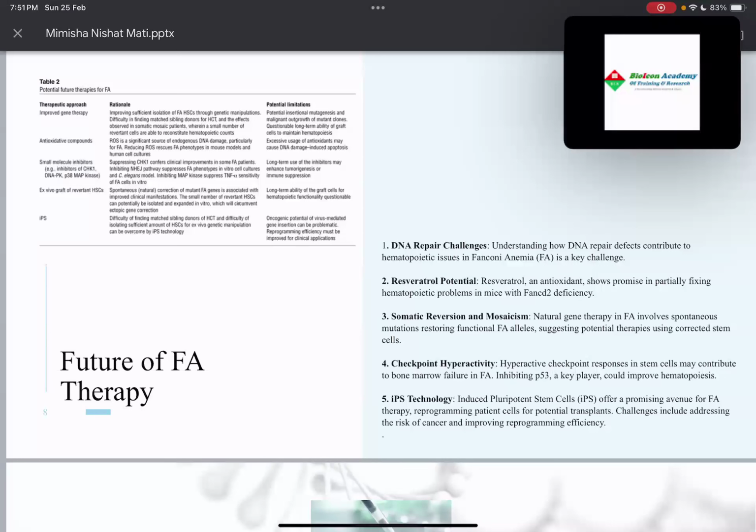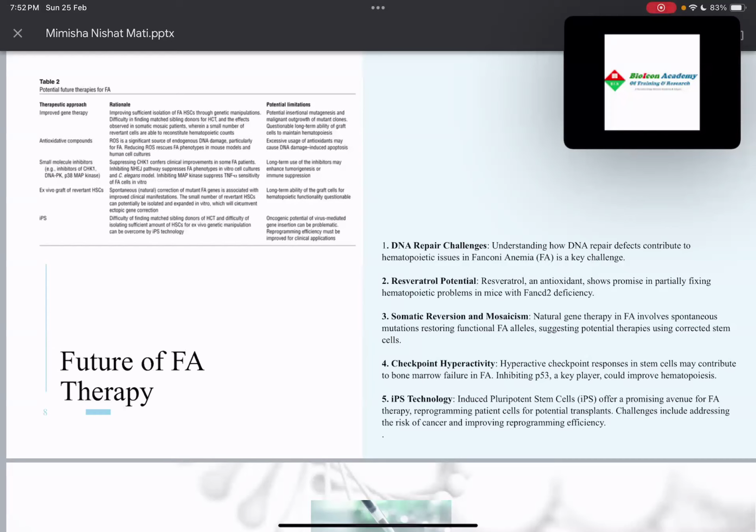Resveratrol potential. Resveratrol is an antioxidant which has shown promising results in fixing hematopoietic problems in mice with FANCD2 deficiency. FANCD2 here is one of the 15 genes that scientists found. Somatic reversion and mosaicism: natural gene therapy in FA involves spontaneous mutations restoring functional FA alleles, suggesting potential therapies using corrected stem cells.